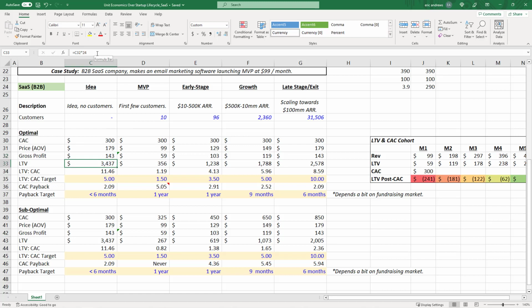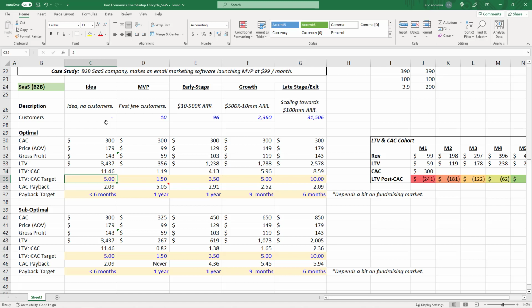Then for the customer lifetime value, we think that the average customer will be a customer for 24 months. So 24 times our gross profit per month, which is 143, ends up being $3,437 of customer lifetime value. The LTV to CAC ratio is we make $3,400. We only spent $300 to acquire that customer. So we actually make 11 times our CAC. Our LTV to CAC ratio is 11.